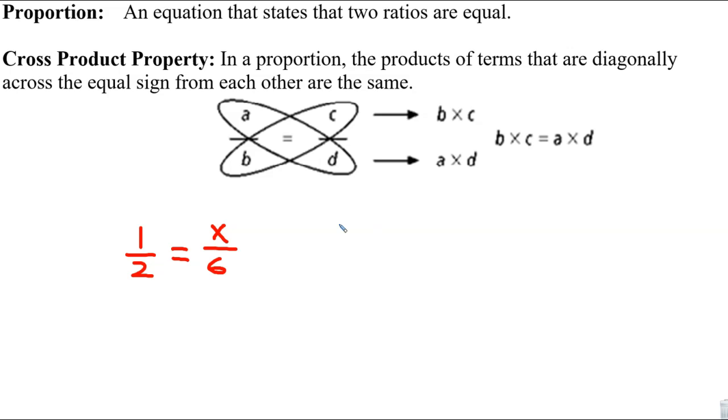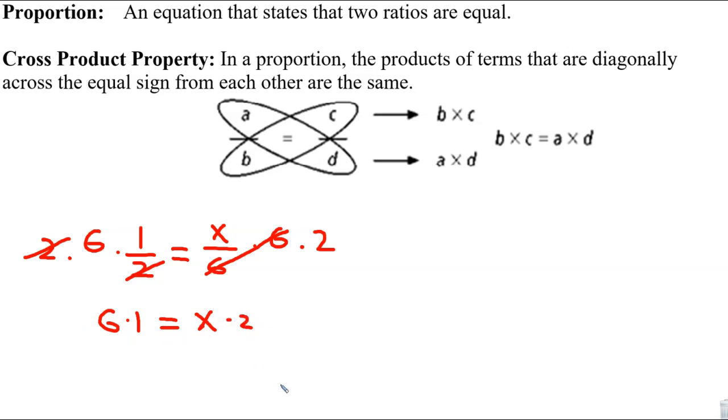Okay, essentially what I'm doing here is just canceling out fractions. If I take my proportion here and multiply both sides of it by 6, that would cancel the 6's on the right. And then if I multiply both sides by 2 as well, that would cancel the 2's on the left. And what we're left with then is 6 times 1 is equal to x times 2. My two cross products are equal. And then from there I can solve the rest of the equation. We get that same x equals 3. Okay, so that's how a proportion works and how the cross product property works.